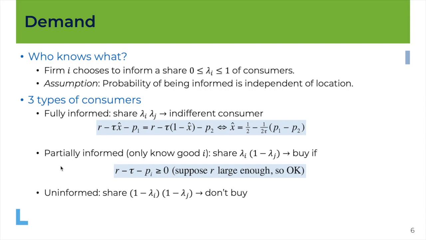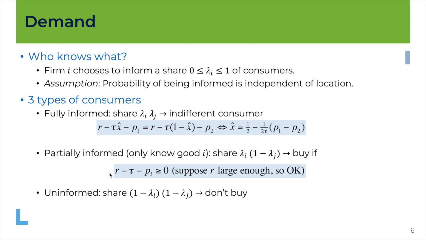Now, you can also have consumers who are partially informed. They only knew, let's say, good I. They received an ad from firm I, which is with probability lambda I, and they didn't receive an ad from firm J, which comes with probability 1 minus lambda J. So this is the total probability, lambda I times 1 minus lambda J, that a consumer, independently of her location, has been partially informed, in the sense that she has received only an advertisement from firm I.